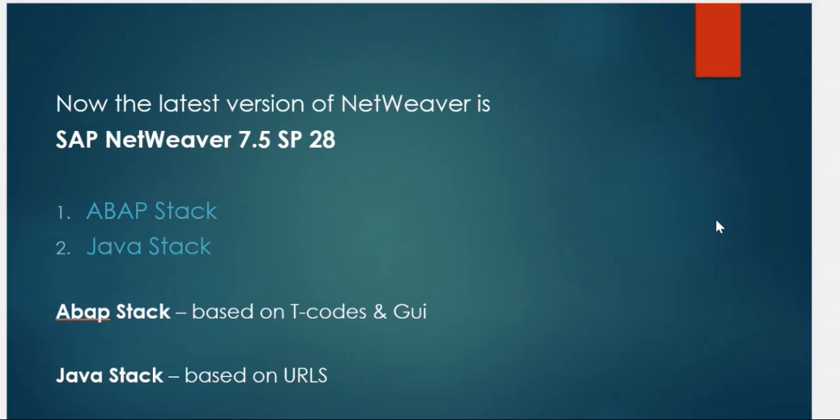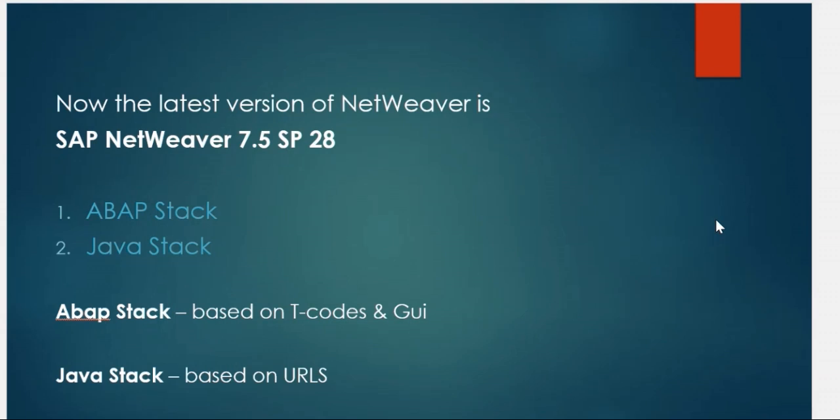Okay, now going to the Java stack. Any example of a Java stack system? Can any one of you give one? If you think, EP portal. EP portal. Anything else? PI is also a Java stack. PI or PO? PI, yeah, 50% correct.